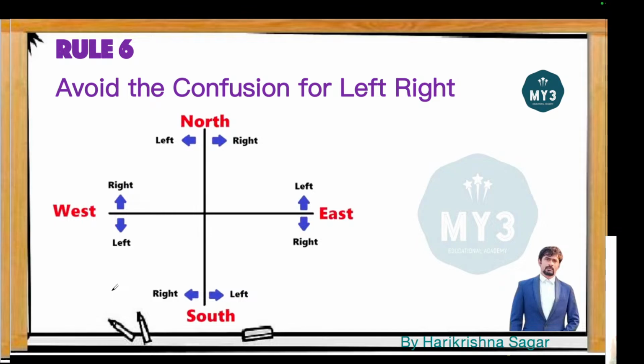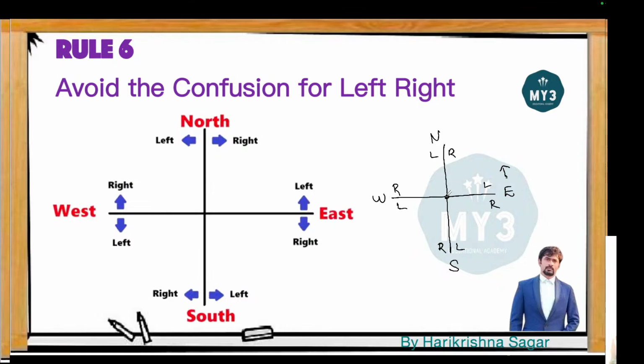If you use this rule, you will avoid the confusion with the left and right. Left-right direction confusion will be there for most of the students. So avoid that confusion using this diagram. You can just simply remember this: east, west, north, south, and start from above east. So left, right, left, right, left, right, left, right. Just remember the army march. So start from above east.